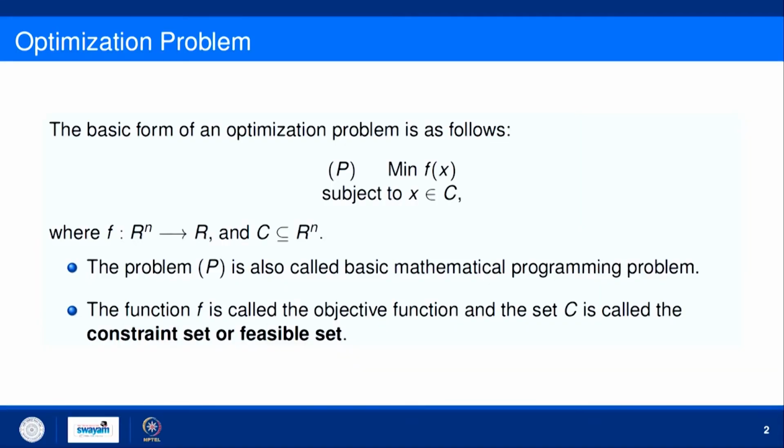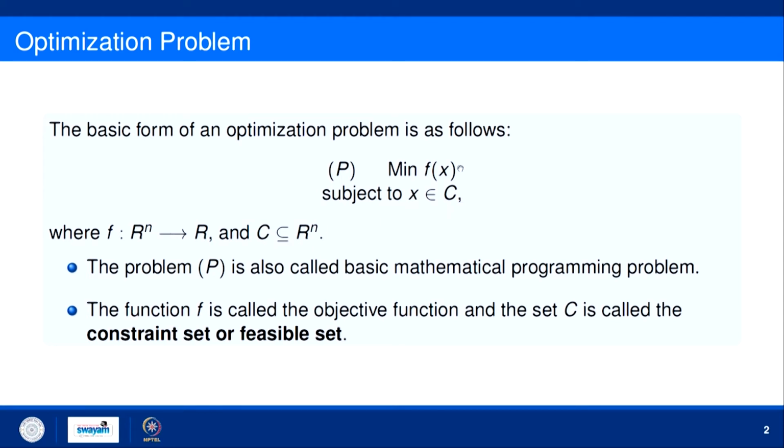Now first of all, how can we define an optimization problem? An optimization problem is basically maximization or minimization of a function f, which we call the objective function, subject to some set of constraints, the constraint set C. This function f is from Rn to R, that means there are n unknowns, and C is a subset of Rn, the set of constraints.